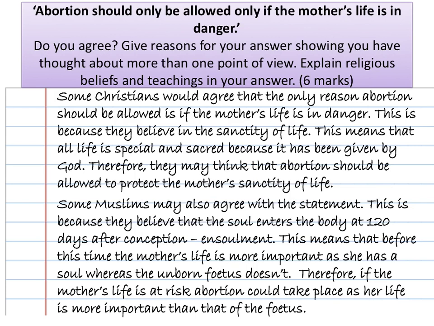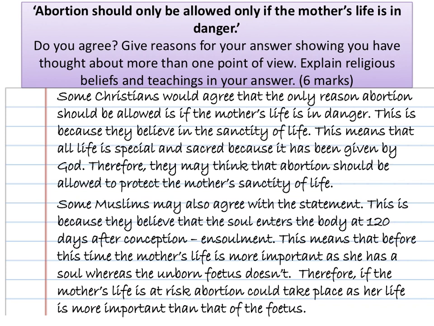Let's have a look at an answer that would have got 6 out of 6. Some Christians would agree that the only reason abortion should be allowed is if the mother's life is in danger. This is because they believe in the sanctity of life. This means that all life is special and sacred because it's been given by God. Therefore, they may think that abortion should be allowed to protect the mother's sanctity of life.